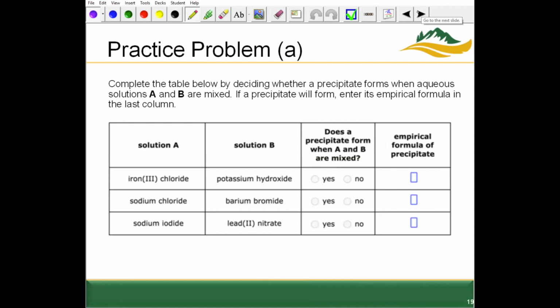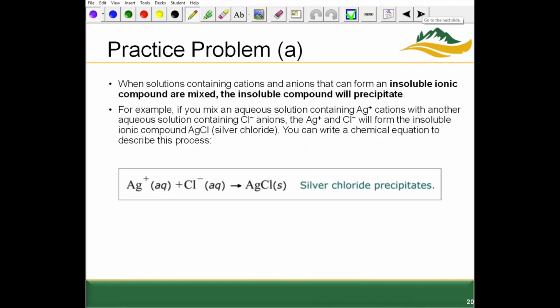We're going to look at solution A and solution B coming together in solution, so in an aqueous solution. Then we're going to predict if a precipitate will form when A and B are mixed, and then if so, we're going to write out the empirical formula of that precipitate. To solve problems like this, we're going to take them on very systematically.